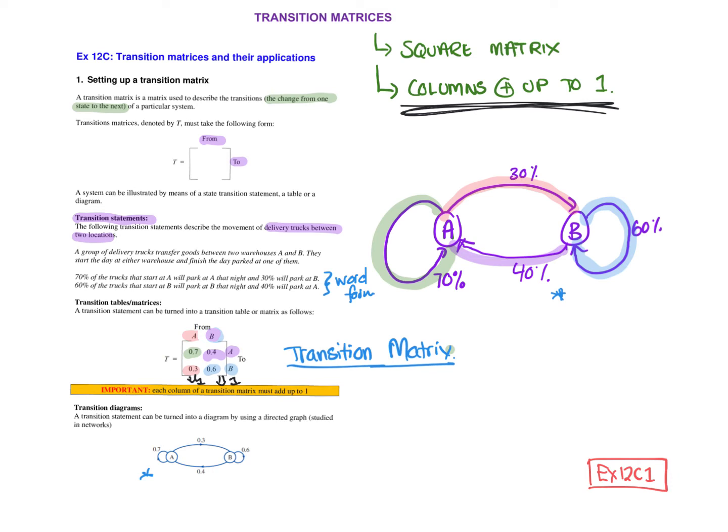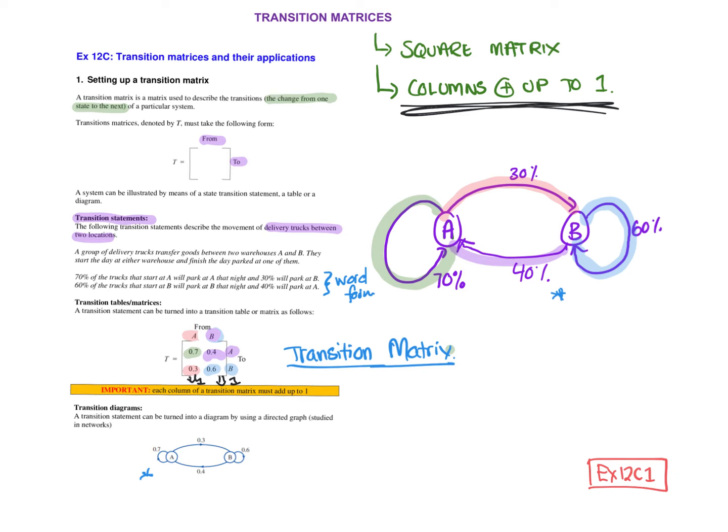So what we'll do in the next few lessons after this is use this transition matrix to predict. They might have so many trucks, and this is saying from day to day. So I might say, look, after 30 days, I want to know what the general gist is, how many trucks are staying at A and how many trucks at B.